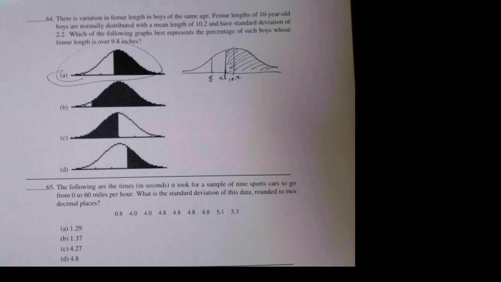Okay, 65. The following are the times in seconds it took for a sample of 9 sports cars to go from 0 to 60 miles an hour. What is the standard deviation of this data rounded to 2 decimal places? Well, you know how to get the standard deviation. I won't even do it.